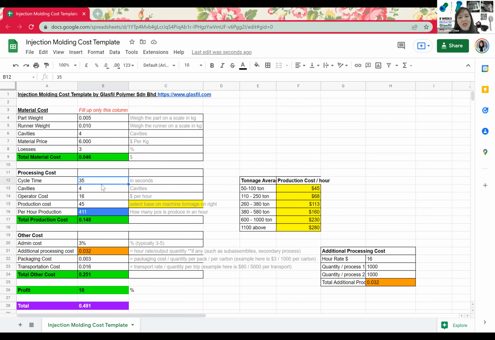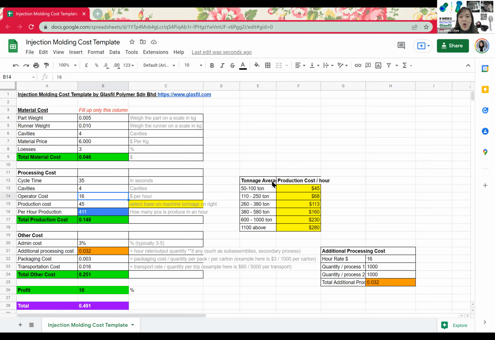So for the processing cost, they will ask you, what is the cycle time like for this mold? And they'll tell you, okay, typically my molders run around 35 seconds, or you probably tell us and say, okay, this mold, after some simulation software, runs around 40 seconds. So plug in the 40 seconds and put in the cavities, same like this one. What is the cavities? If it's 4, then put in a 4. If it's a 64, put in a 64. If it's 1, put in a 1.